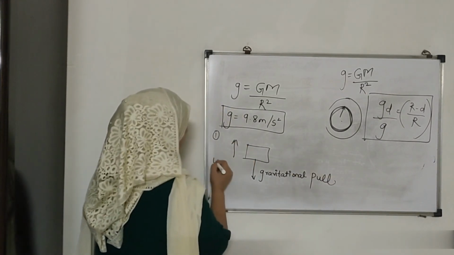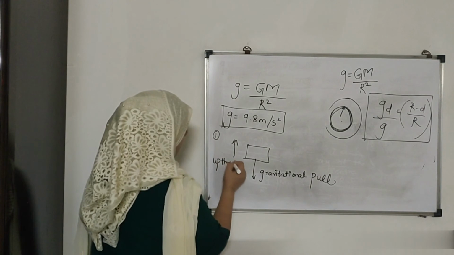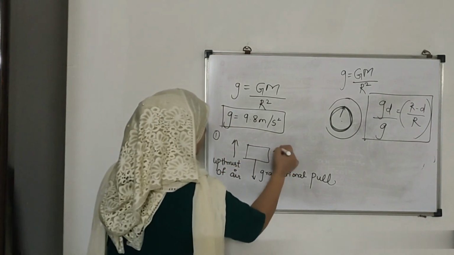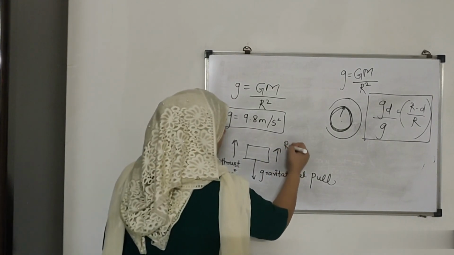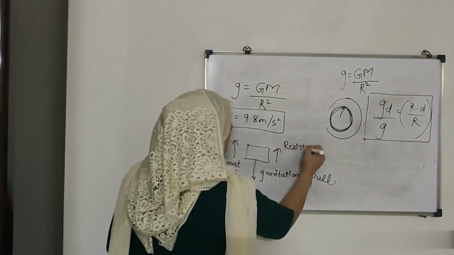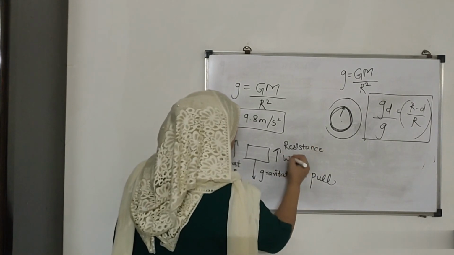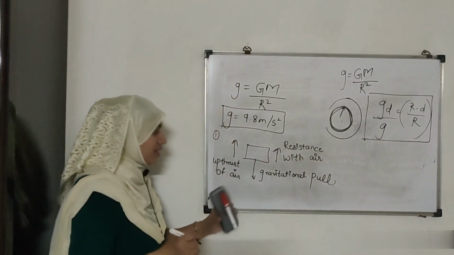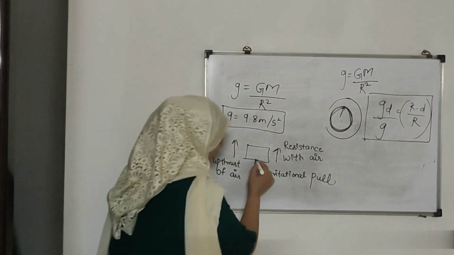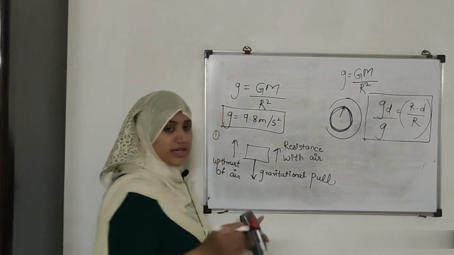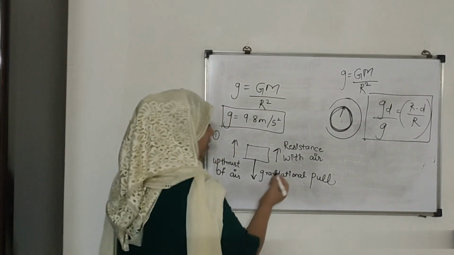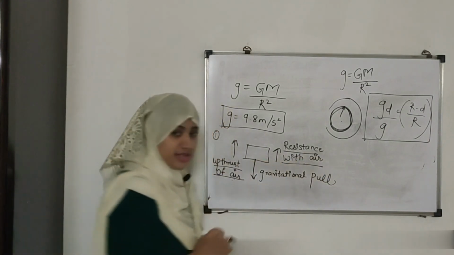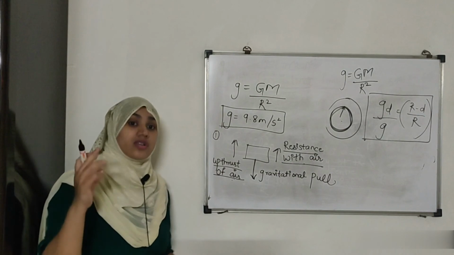Upthrust of the air, which is acting upward. Upthrust of air. And second is the resistance due to air. Resistance with air also acts in the opposite direction. Okay? So when the stone is falling, the gravitational force is more, right? It's equivalent to its weight, correct? But the upthrust of the air and the resistance with air are less on that body. Why? Because of its weight.